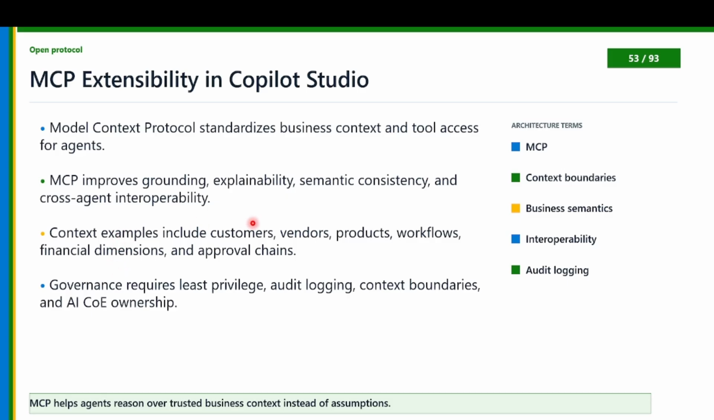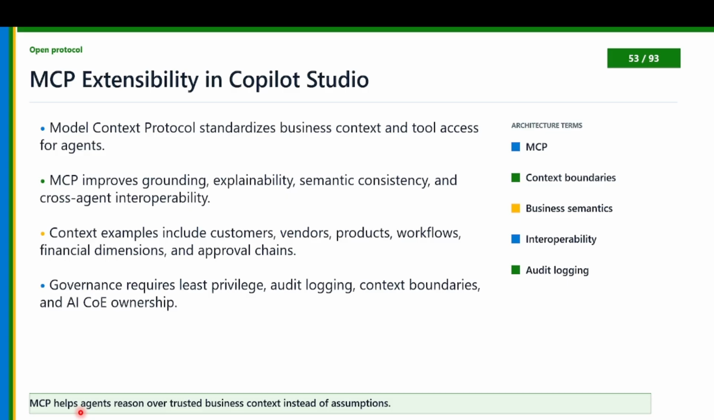So context examples you can see here include customers, vendors, products, workflow, financial dimension, and approval chain. So governance requires least privilege, audit logging, context boundaries, and AI center of excellence ownership. Very, very important. So governance is not only policy implementation.